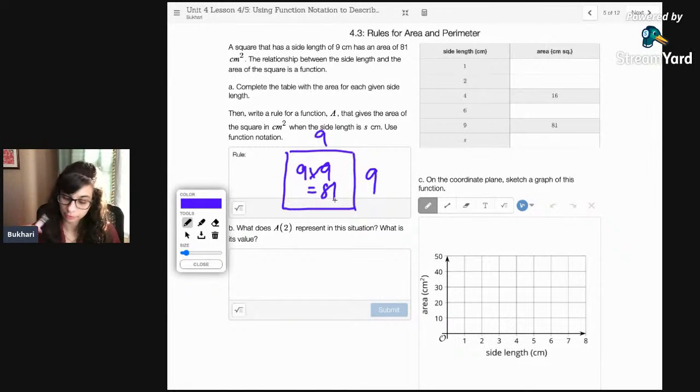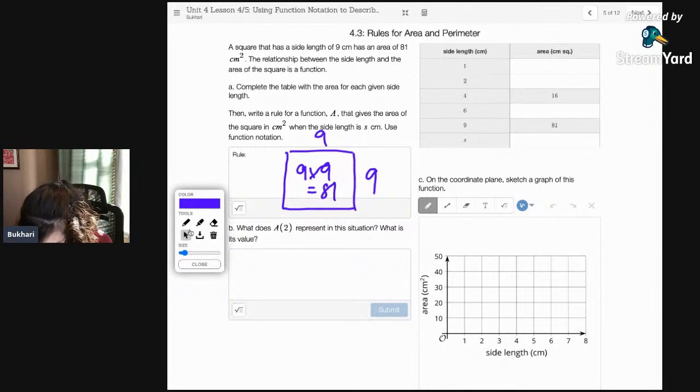So listen to what I was saying verbally, and first complete the table, and then represent that by writing a rule. And the last part is you want to start connecting that idea to a graph. If I have my coordinate plane here and I want to sketch a graph of my function, remember your side length, your x-axis, always represents your input. Your area, your y-axis, represents your output.